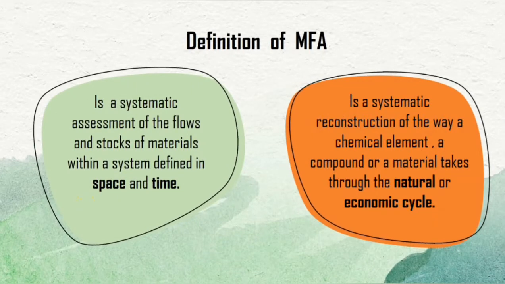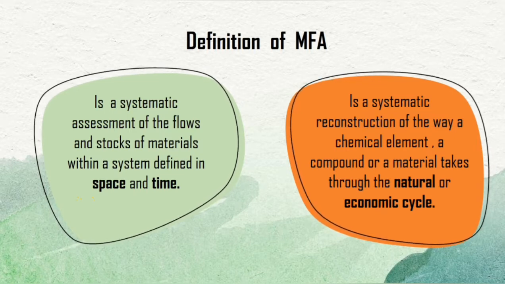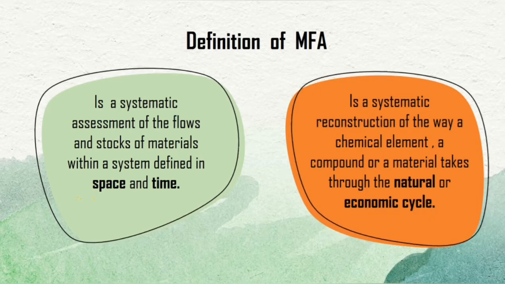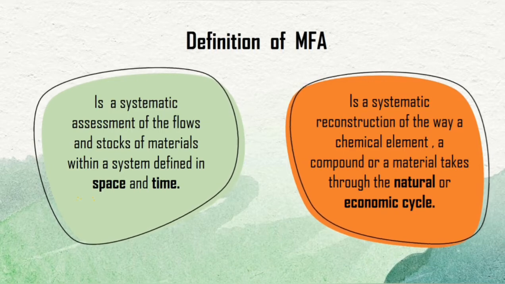What is MFA? MFA is a systematic assessment of the flows and stocks of materials within a system defined in space and time. It is also a systematic reconstruction of the way a chemical element, a compound, or a material takes through the natural or economic cycle.